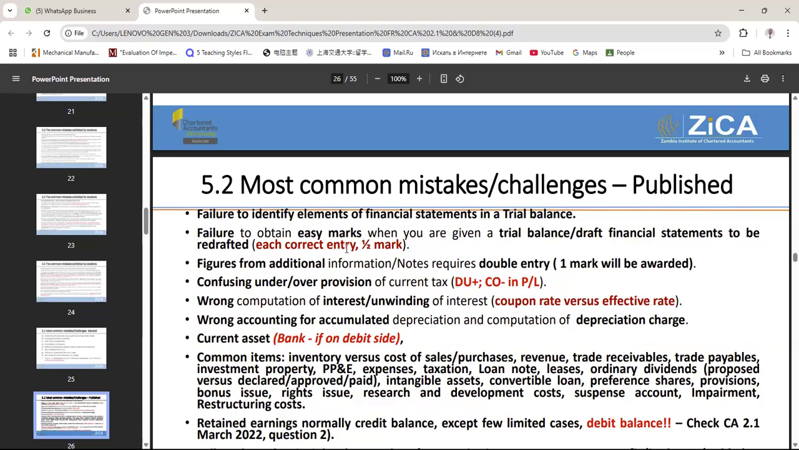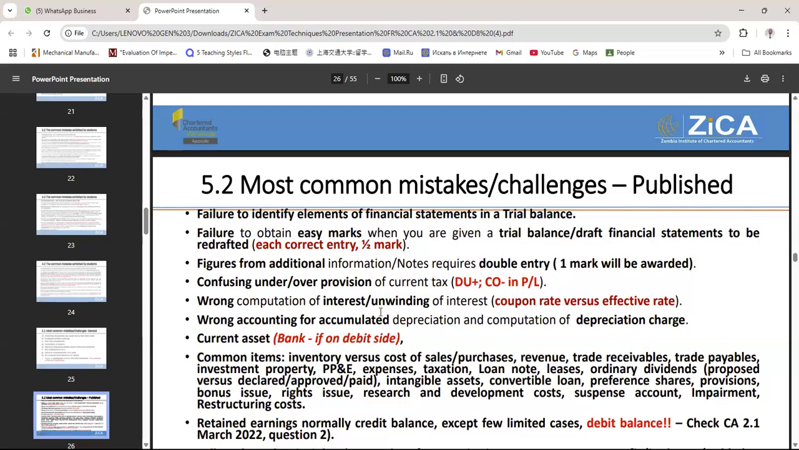So what message am I giving you? Aim to enter as many correct entries as possible. Forget even about totals; any figure which will come from a trial balance, you enter it twice. Then the issue of taxation. In the trial balance, what will be there is under or over. If it is on debit, it's under, increase the expense for the year. If it is on credit, it will be over, reduce the expense for the year.